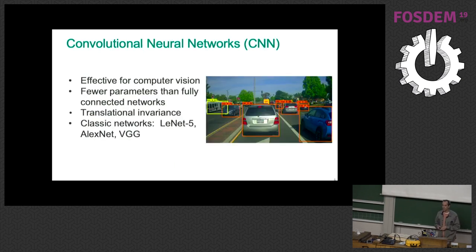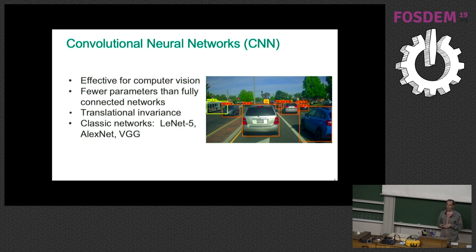Convolutional neural networks are very effective for computer vision. You can see on the right side of this slide an image from an autonomous vehicle. What this vehicle is able to do using these convolutional neural networks is to identify objects in the scene and to classify them with a probability. So that's a vehicle with a certain probability. These modern CNNs can identify hundreds of objects in the scene of different types: stoplights, pedestrians, people on bicycles, etc.